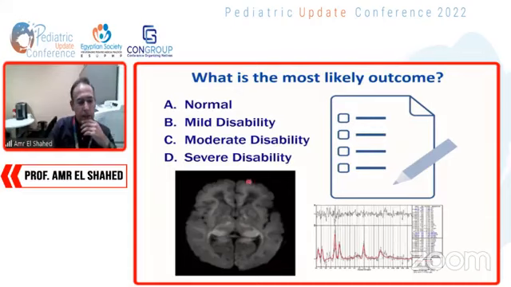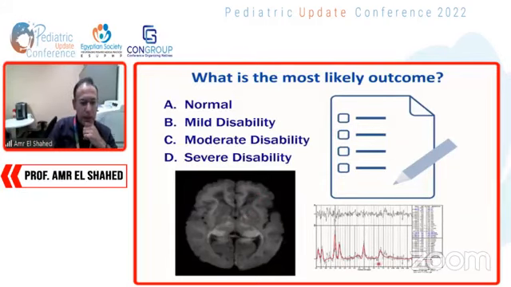So as you can see here, there is diffusion restriction in the basal ganglia here, and the thalami, the optic radiation here, and the subcortical white matter here. All of the bright, hyperintense white signals are indicating abnormalities. So it's a mixed pattern of injury, not only the white matter and cortex, but also the deep gray matter.